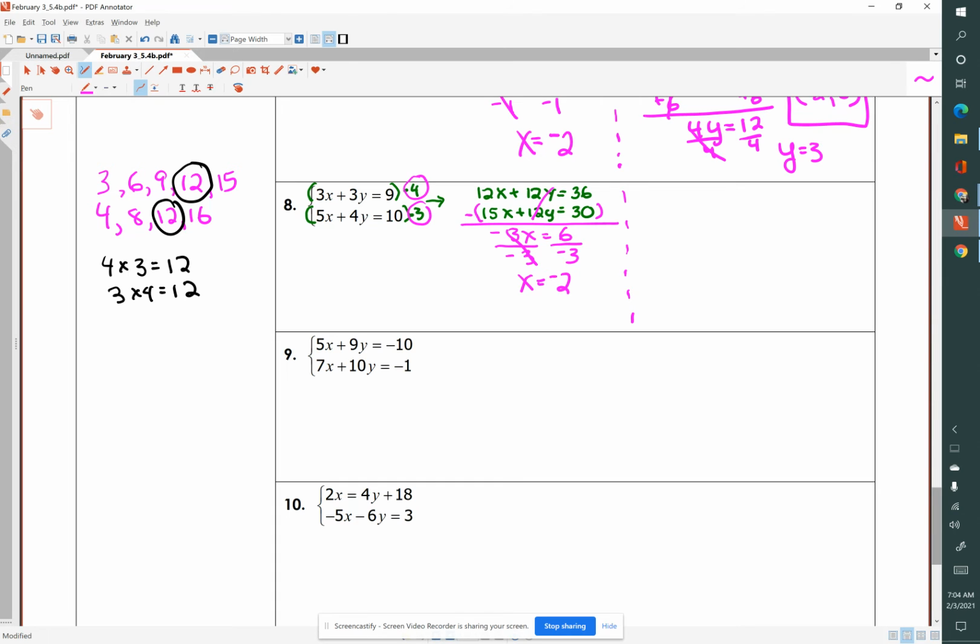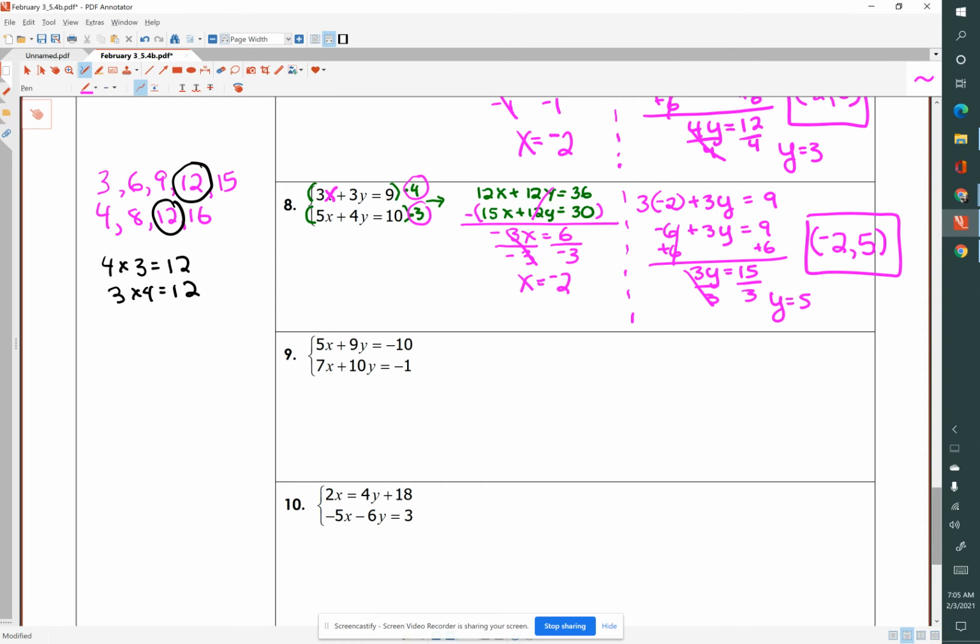Now I'm going to take the negative 2 and substitute it for x in this first equation. So 3 times negative 2 plus 3y equals 9. Negative 6 plus 3y equals 9. And then I will add 6 to both sides of each equation. And 3y equals 15. Divide both sides by 3, and y equals 5. And our ordered pair for this solution for this system of equations is negative 2, 5.